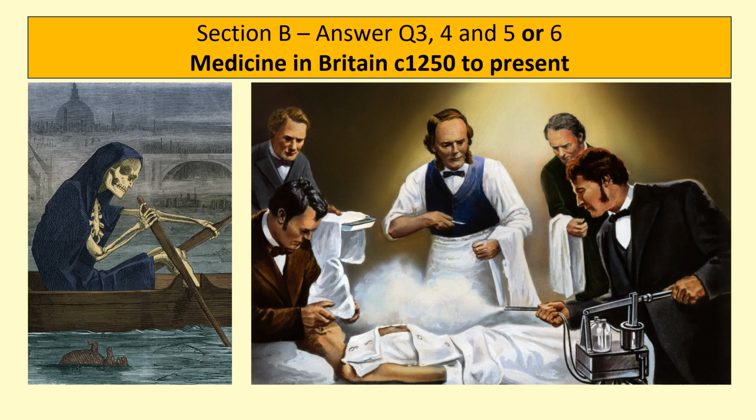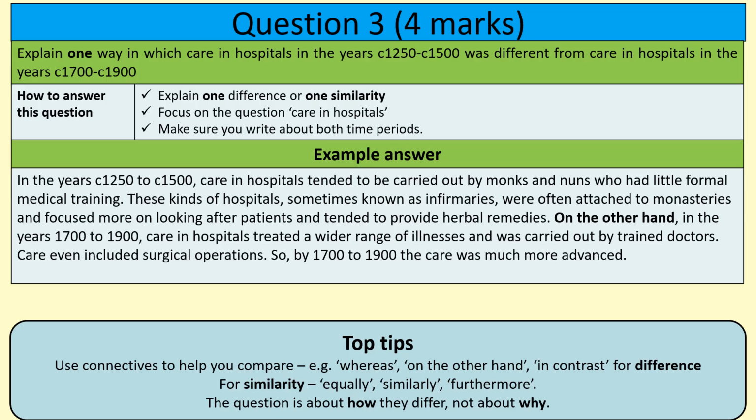Okay, so now you'll move on to section B. You've got question 3, 4, and then 5 or 6. Now, section B is on the rest of the medicine course. It's medicine in Britain from 1250 to the present day. So let's have a look at these questions now.